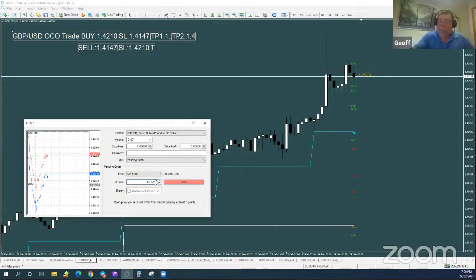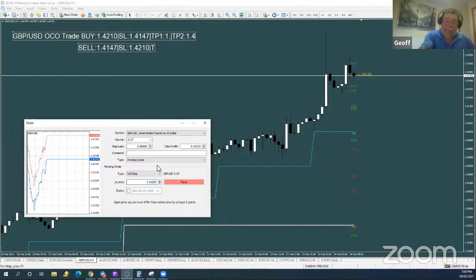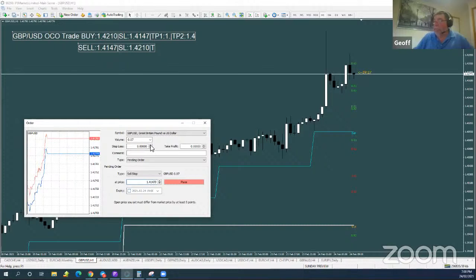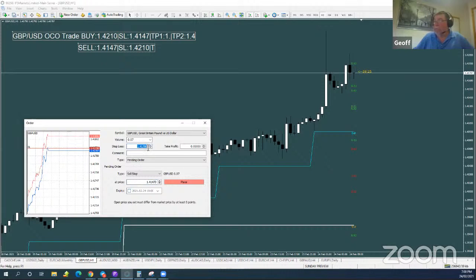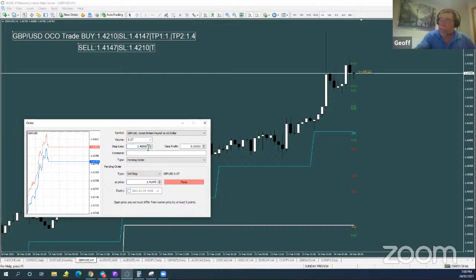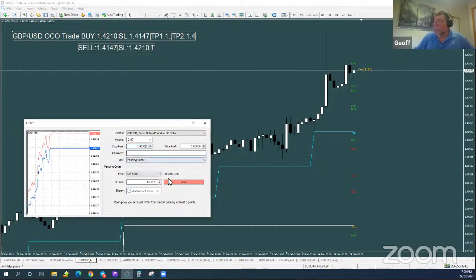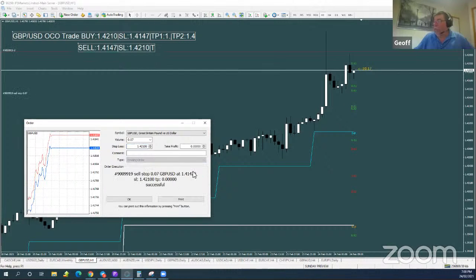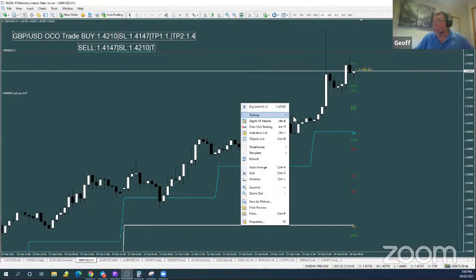1.4147 is the entry for the short, and the stop loss is 1.4210. And Vicky Verky for the long. So there's the short placed. The long will be a buy stop.